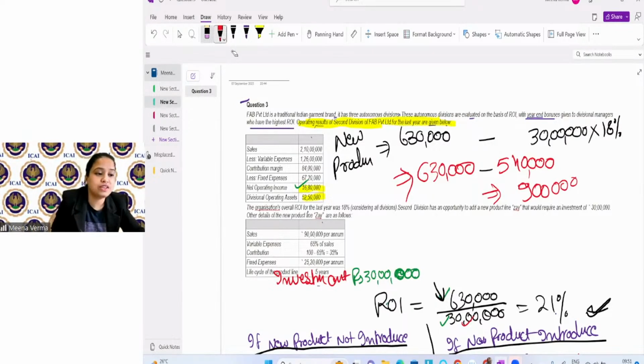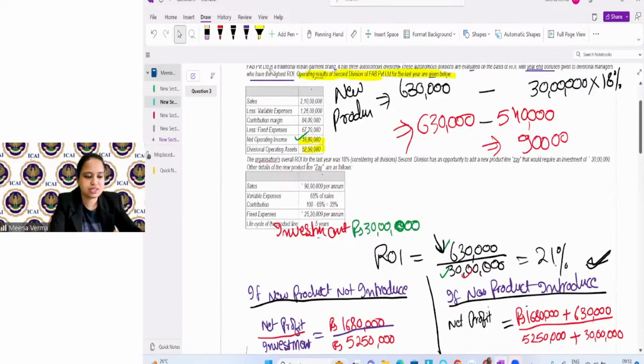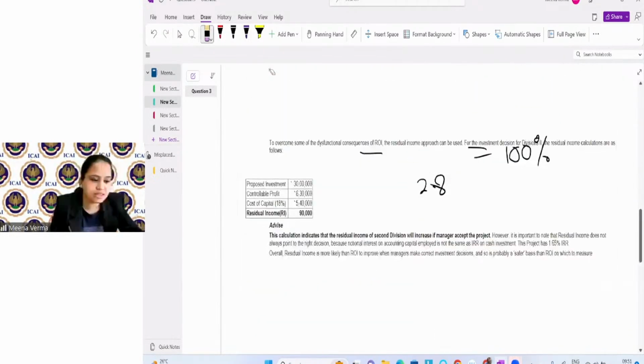If you are taking the decision on the basis of return on investment, you will say no, not good. Management will say, no, it's not a good decision. But if you consider residual income, you will say yes, good decision. So you can see here, it's a good decision if we consider residual income. I'll show you the answer also. They have calculated it here also, if they consider the residual income.